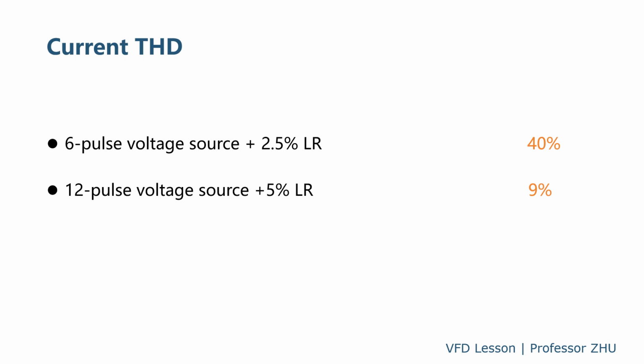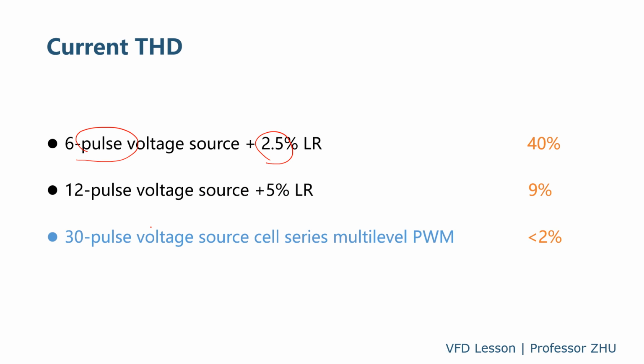So if we compare the typical current distortion, the first one is 6 pulse with a 2.5% line reactor, and this one is 12 pulse with a line reactor. The third one is 30 pulse. So the more pulses, the lower the current harmonic distortion. So multiple pulse is a very effective way to reduce the current harmonics of the input current.